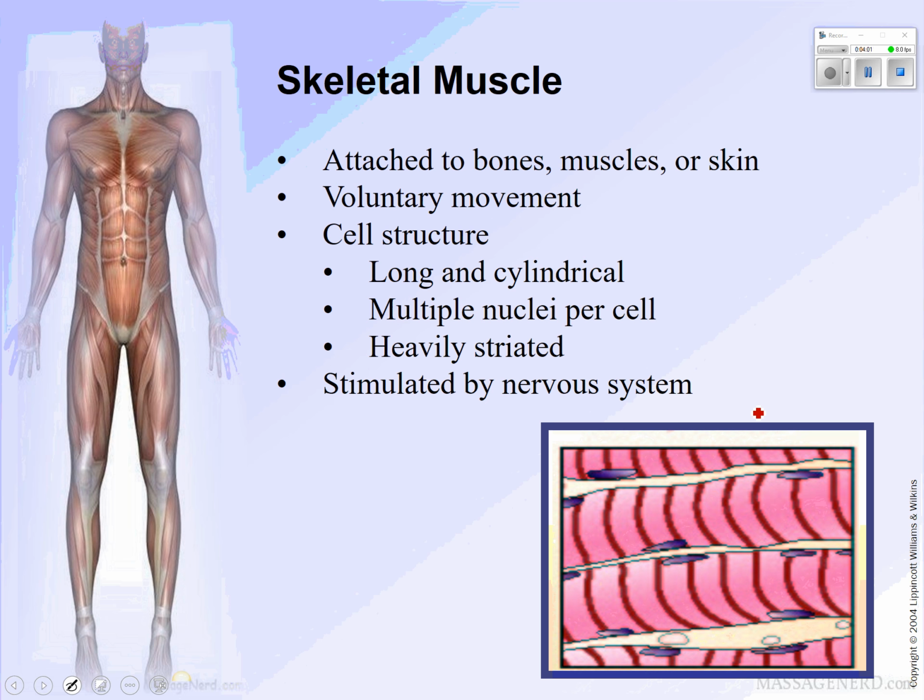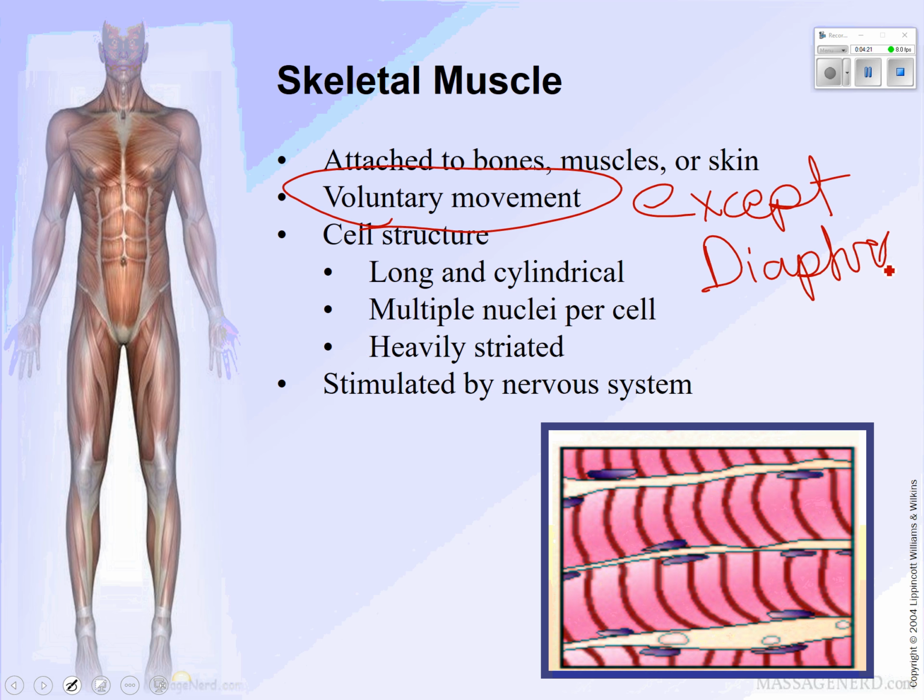Skeletal muscles are the muscles that are attached to the bones, or the skin. They have voluntary movement, except for the diaphragm muscle. Sorry, I'm running out of room. The diaphragm muscle is your main breathing muscle. You don't want to stop breathing, so that one is actually involuntary, but all the other skeletal muscles are voluntary. So you can consciously control those except for the diaphragm.